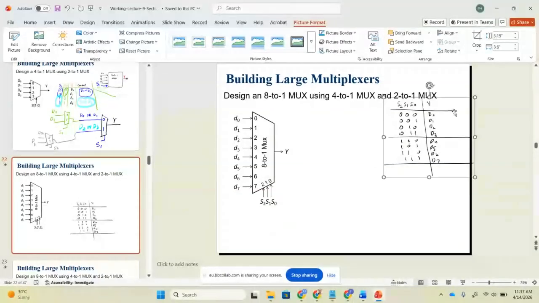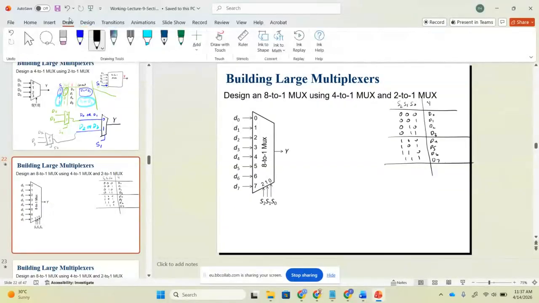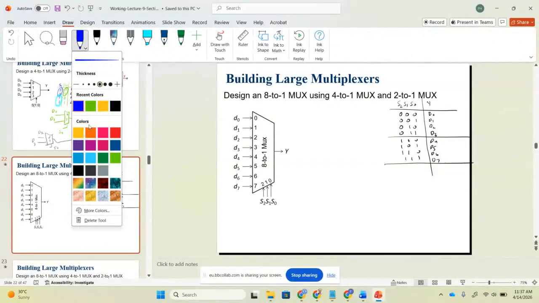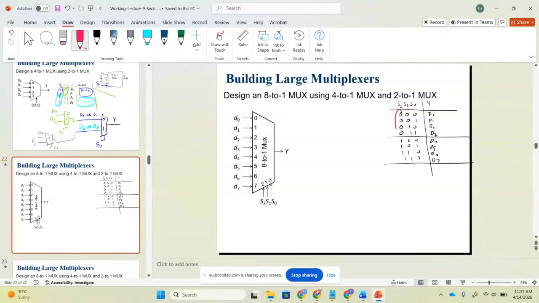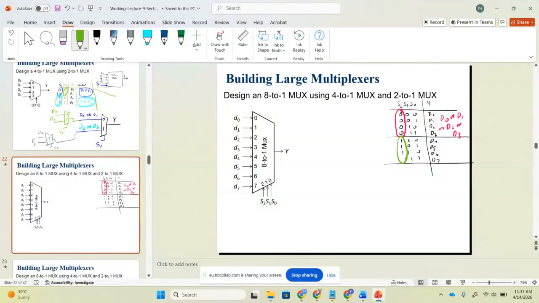Now please look at here. Now I'm using the red color, and I'm going to design this using an 8-to-1 multiplexer. When S2 is equal to 0, there are two possibilities. S2 is 0. So what will be my output Y? Help me. Y will be equal to D0 or D1 or D2 or D3. And if S2 is equal to 1, what is my output? Help me.